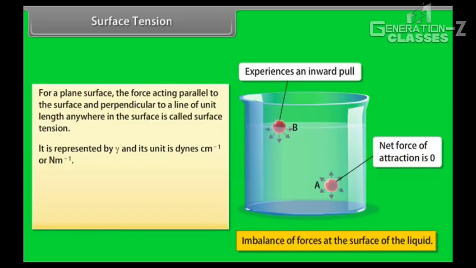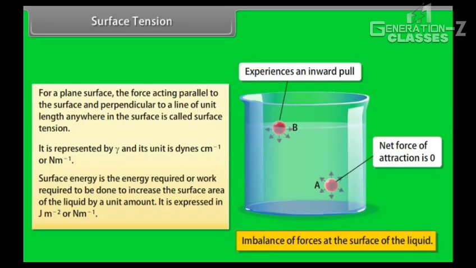In order to increase the surface area of the liquid, some energy has to be supplied against the inward pull. This is referred to as surface energy. Surface energy is the energy required, or work required to be done, to increase the surface area of the liquid by a unit amount. It is expressed in joule per meter square or Newton per meter.